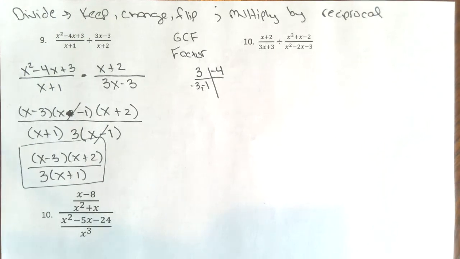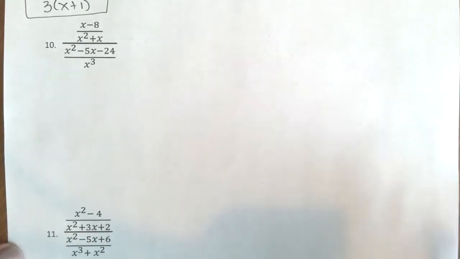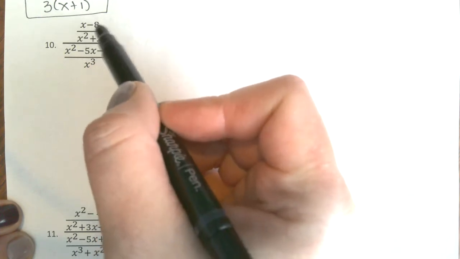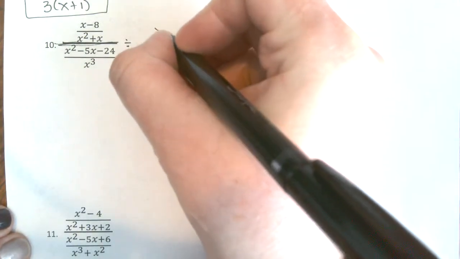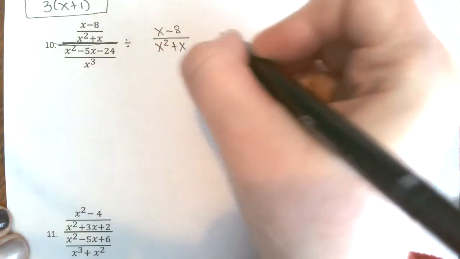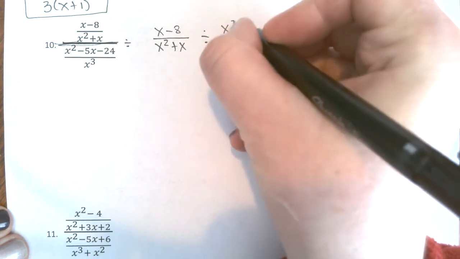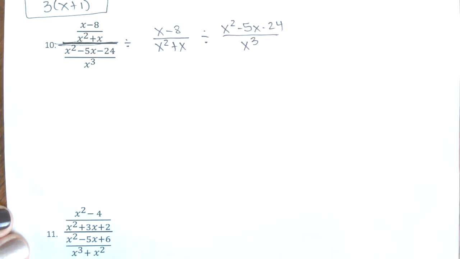I'm going to move on to number 10, and I'm going to show you something new. This is called a complex fraction. So I have a fraction, a big fraction bar, and another fraction on the bottom. I'm going to rewrite this with a traditional divide sign, and then it's going to look like number 9 above. So this rewritten is x minus 8 over x squared plus x divided by x squared minus 5x minus 24 over x to the third.